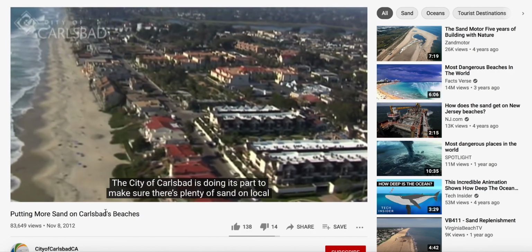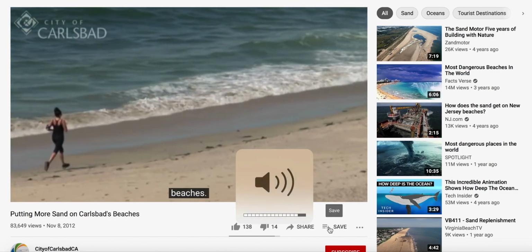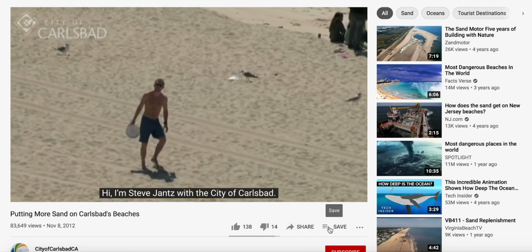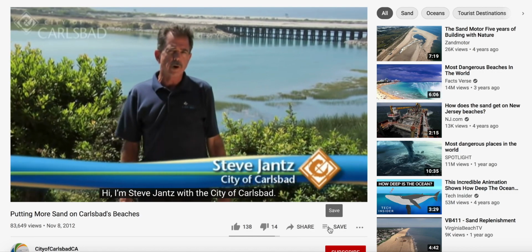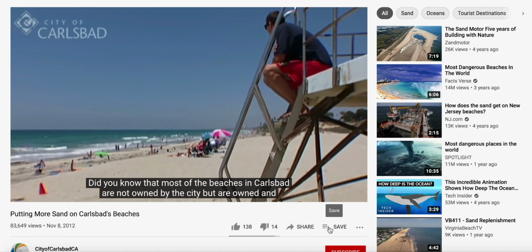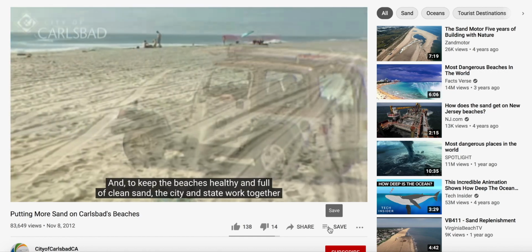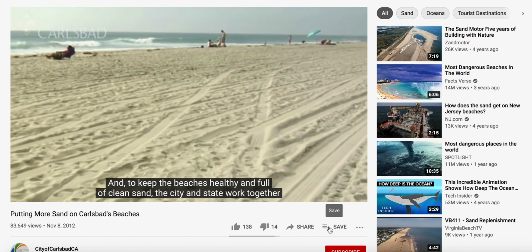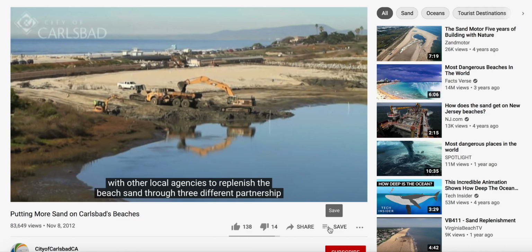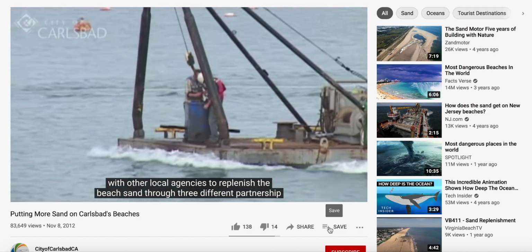The city of Carlsbad is doing its part to make sure there's plenty of sand on local beaches. My name is Steve Jantz with the city of Carlsbad. Did you know that the beaches are not owned by the city, but are owned and managed by the California Parks and Recreation Department? And to keep the beaches healthy and full of clean sand, the city and the state work together with local agencies to replenish the sand from 3 different partnership projects.